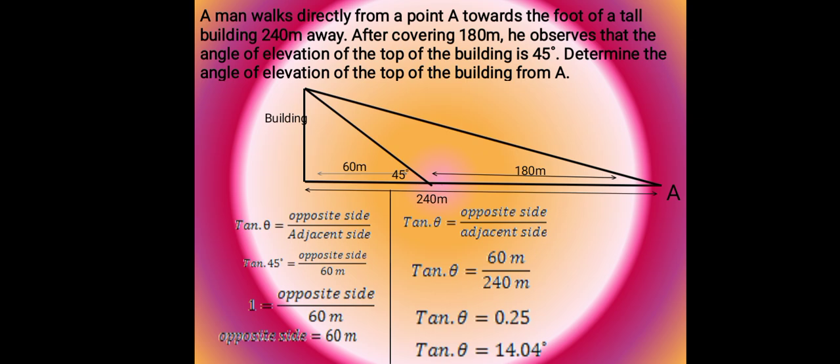Now you can still get the angle of elevation from point A to the building using tan theta. The building we have found to be 60 meters. The adjacent side is 240 meters. So 60 over 240, we get tan theta as 0.25. Now looking at our tables, or using a scientific calculator to find the angle whose tan is 0.25, we find it to be 14.04 degrees.